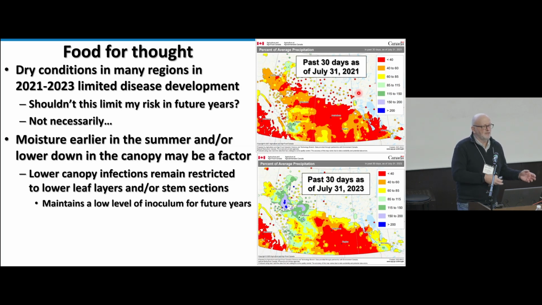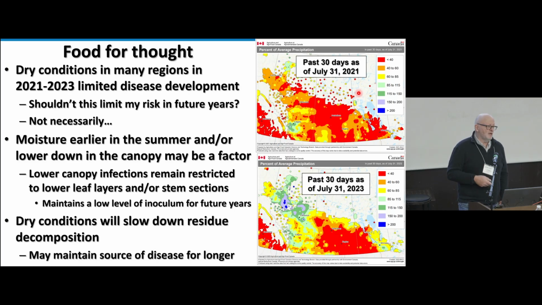But if you've got moisture that has occurred in May, after emergence, seedling development, tillering, you can have some infection of the lower leaf and stem tissue, including by Fusarium graminearum. So that might maintain a very low level of inoculum in that field that then is available for future years.